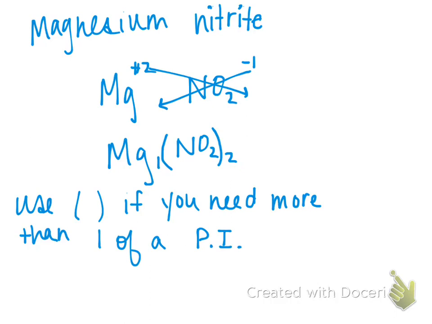So is it okay if we leave the 1? Yeah, you can get rid of the 1. Sorry, I just hadn't gotten to that yet. Get rid of that 1. So your final answer would be Mg(NO2)2.